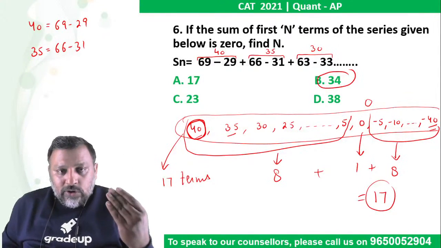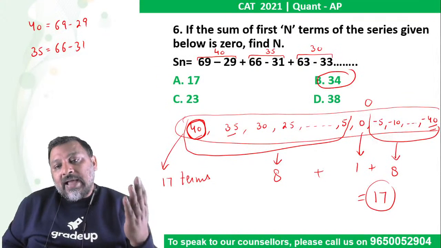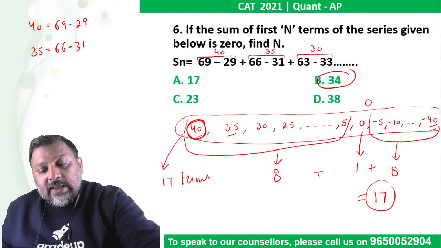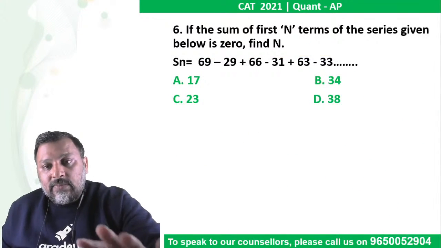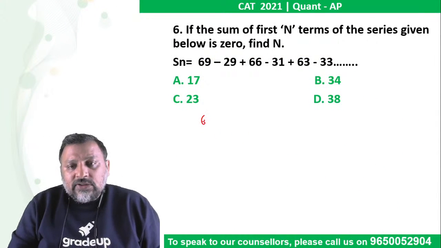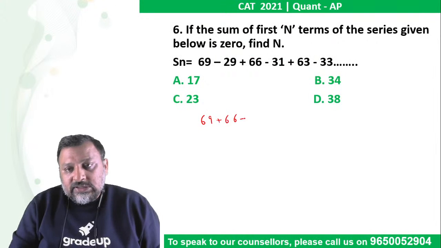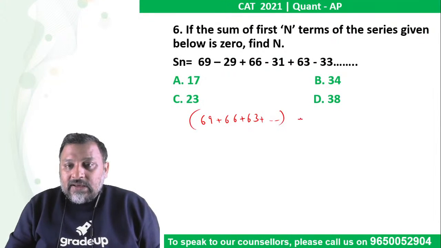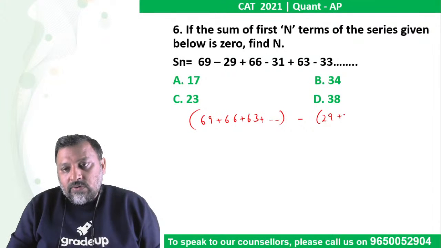Then we can do it by the conventional method by equating the two sums. This is one way of doing it. The other way is also simple. You just have to equate these two sums. One series is coming as this, this is an AP, minus this is also an AP, 29, 31, 33.